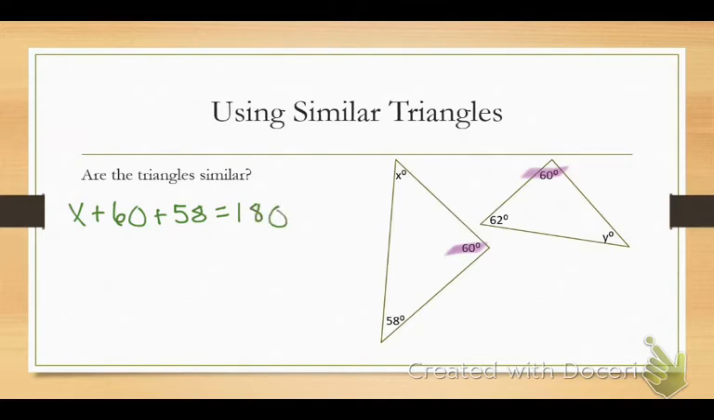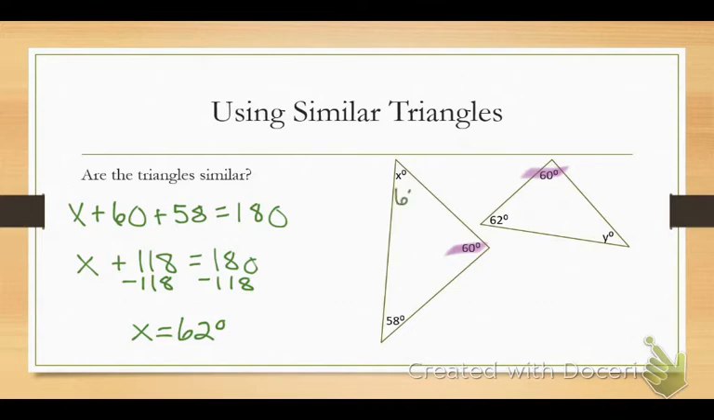All right, and then 60 and 58 is 118, equals 180, and x equals, subtract 118 from both sides, and x equals 62. X equals 62. So now I'm going to come back over here and I'm going to see, since I said 62, see if this now gives me another pair.